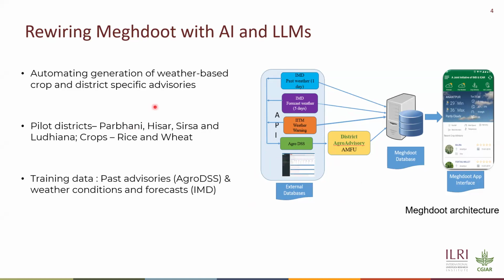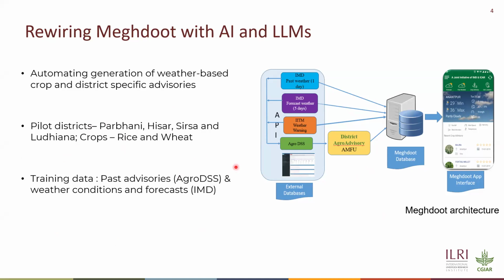So we took that as a challenge, and we initially piloted this experiment for about 4 districts in India, for Parbhani, Hisar, Sirsa, and Ludhiana, and did it for 2 crops, rice and wheat. So the way we did it was, the AgroDSS platform, which contains the district and crop specific advisories, was operational since 2019. So we took all the advisories that were issued by these 4 AMFUs for these 2 crops from 2019 all the way until 2023.